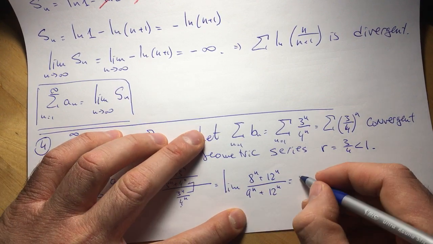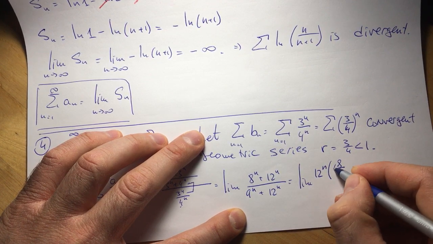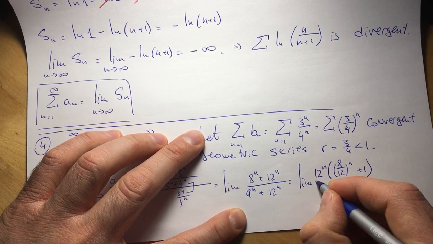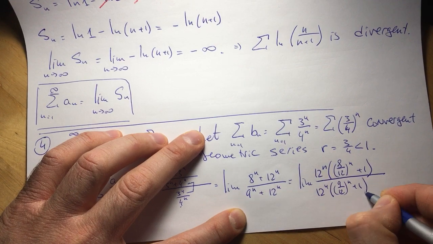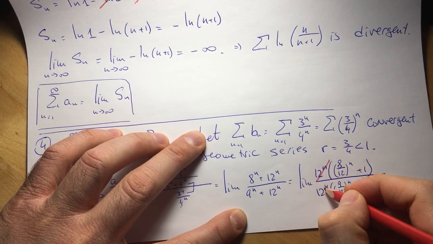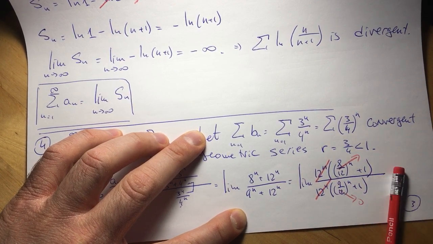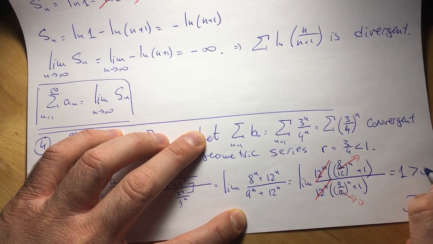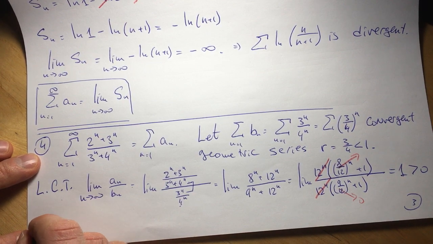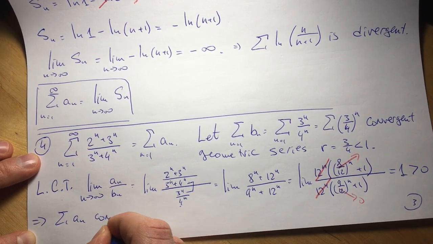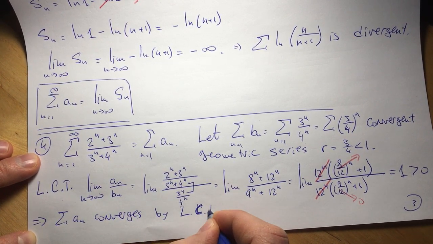Now how are we going to solve this limit? Factor the leading term. So we have 8 over 12 to the power of n plus 1 over 12 to the power n, and 9 over 12 to the power n plus 1. And now these terms are going to go to 0, so this limit is 1, which is greater than 0. And by the limit comparison test, the sum of an converges.